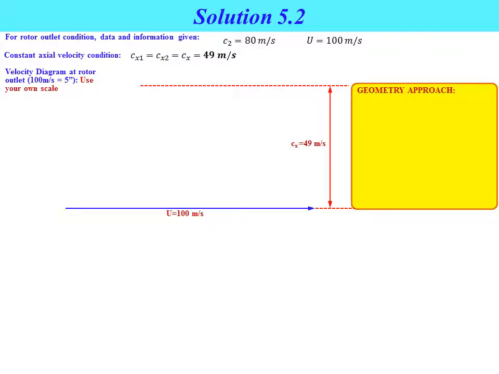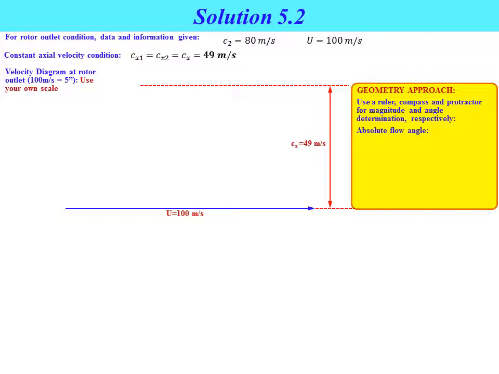By using the geometry or graphical approach, you need to use a ruler, a compass, and a protractor in order to obtain the magnitude and angle for the velocity diagram.